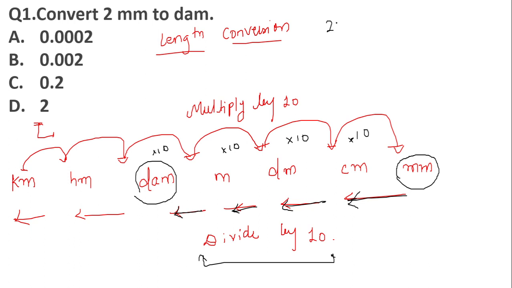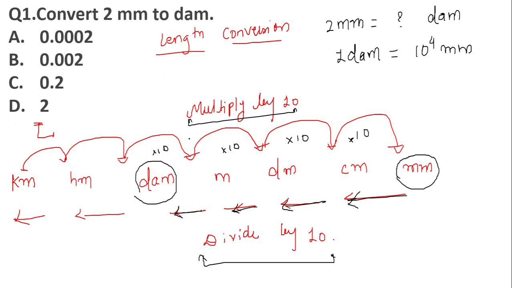So here 2 millimeter is equal to how many dam? We have to understand one thing first: one dam, that is decameter, is equal to how much millimeter? It is going to be 10 raised to 4 millimeter. How come? Simply, when I'm moving from dam to millimeter, I'm going to multiply by 10, four times. So I'm directly using 10 raised to 4 millimeter. If I ask you, one dam is equal to how many centimeter, then what are you going to say?